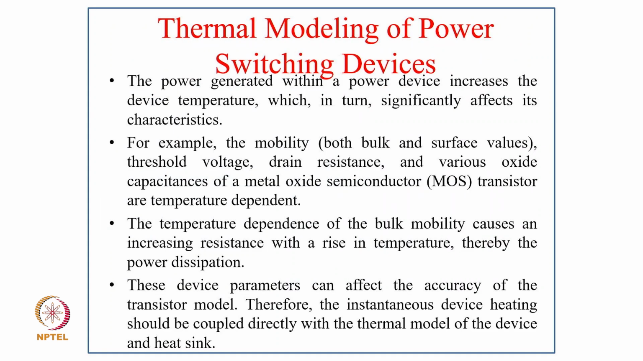Now coming to thermal modeling of power switching devices. The power generated within the power device increases the device temperature, which in turn significantly affects its characteristics. For example, the mobility, both bulk and surface, threshold voltage, drain resistance, and the various oxide capacitances of a metal oxide semiconductor transistor are temperature dependent, and the temperature dependence of the bulk mobility causes an increasing resistance with a rise in temperature, thereby increasing the power dissipation. And the device's parameters can affect the accuracy of the transistor model.